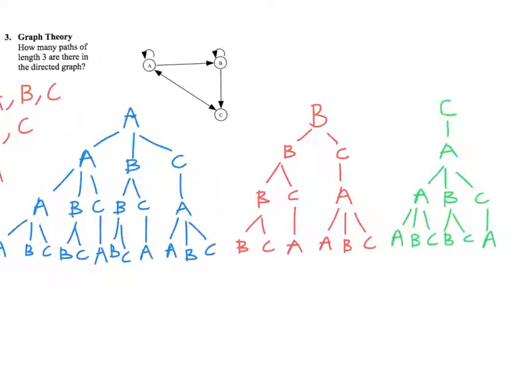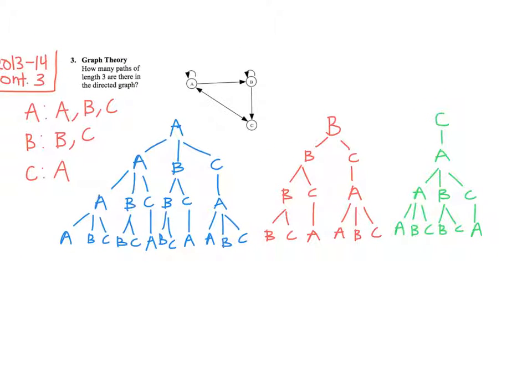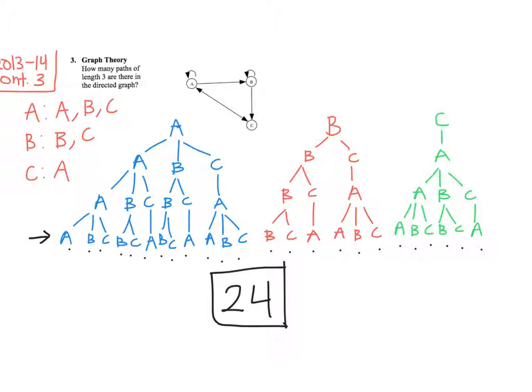In order to find out what number that is, I need to count up all the letters in this final row here. So that's 1, 2, 3, 4, 5, 6, 7, 8, 9, 10, 11, 12, 13, 14, 15, 16, 17, 18, 19, 20, 21, 22, 23, 24. So there are 24 paths of length 3 in this directed graph.